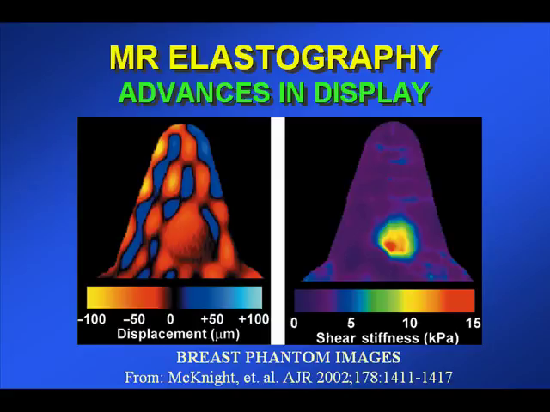So MR is a very good quantitative method, and you can get a rough estimate of what we call the shear modulus, which has a direct proportional relationship to the Young's modulus or compression elasticity parameter for tissue using this technique for MR.